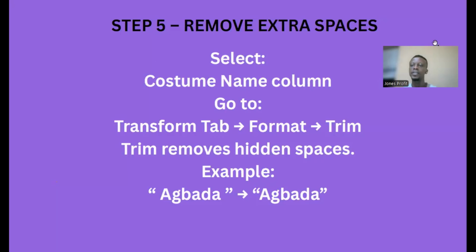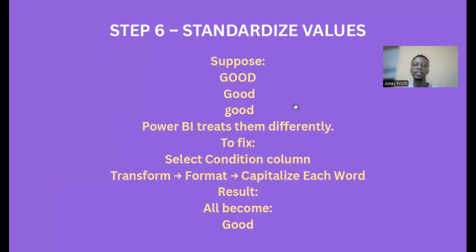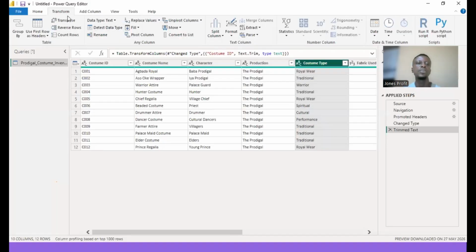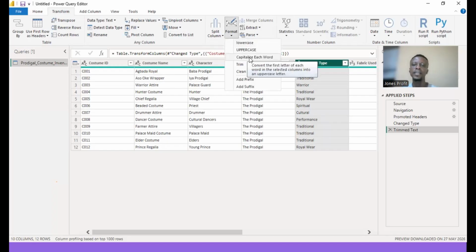Standardizing your data. To standardize your data, that will be the next step. Now, standardizing your data means that you want to make sure that everything is in alignment. Now, to do that, you're already on the transform tab. You still go to the formats, and then you say capitalize each word.